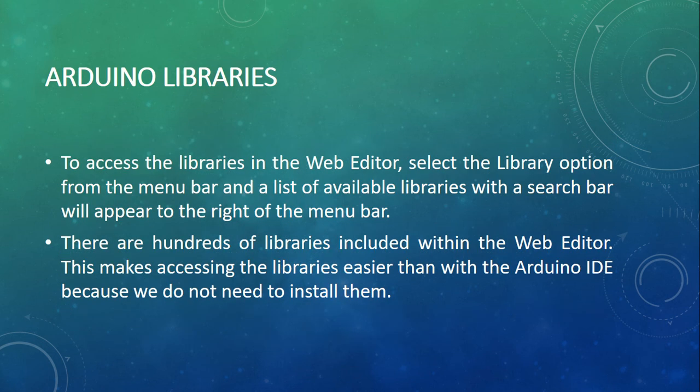To access the libraries in the web editor, select the library option from the menu bar, and a list of available libraries with a search bar will appear to the right of the menu bar. There are hundreds of libraries included within the web editor. This makes accessing the libraries easier than with the Arduino IDE because we do not need to install them. So that's very good with the Arduino web editor.